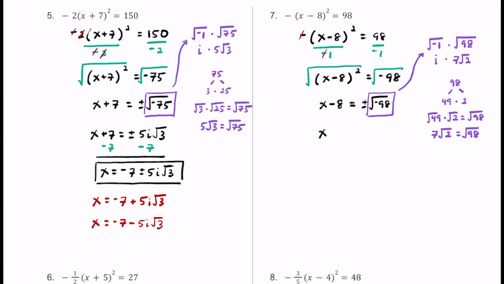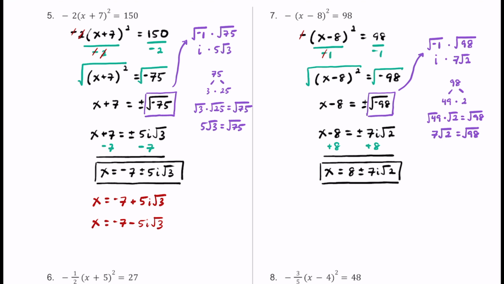So going back to your equation, we can write x minus 8 is equal to plus or minus 7i root 2. And then to get x completely alone, let's use the addition property of equality and add 8 to both sides. If we do that, then on the left side we're left with x is equal to, and then we're going to have a positive 8 plus or minus 7i root 2. So we have two complex solutions again.